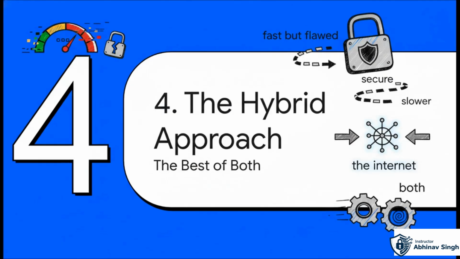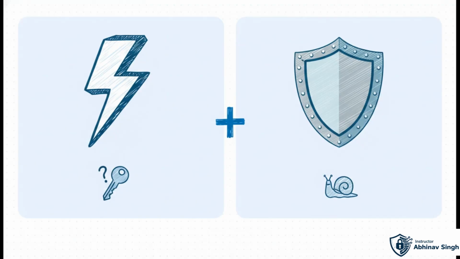So we've got one system that's fast but has a big security flaw, and another that's super secure but a bit slower. So which one does the internet actually run on? Well, the answer is both of them. Welcome to the hybrid approach. The logic here is just fantastic. It's like, why choose between speed and security when you can just have both? The modern internet cleverly combines the strengths of each of these systems to create something that's both ridiculously secure and incredibly efficient.